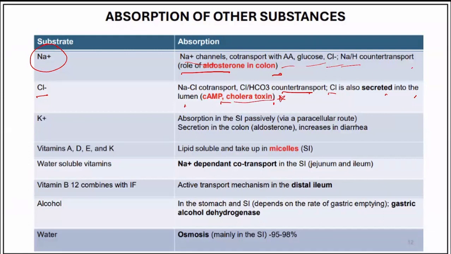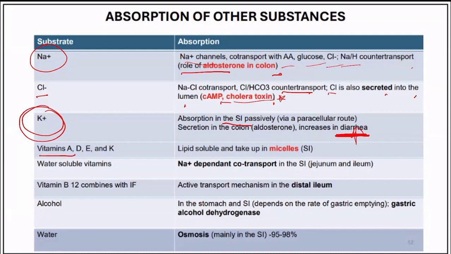Then you have potassium. Absorption in the small intestine passively via paracellular routes, and then secretion in the colon, not by aldosterone, but because of the effect of aldosterone on the sodium channels, which increases diarrhea. Okay. Then we have vitamins A, D, E, and K.